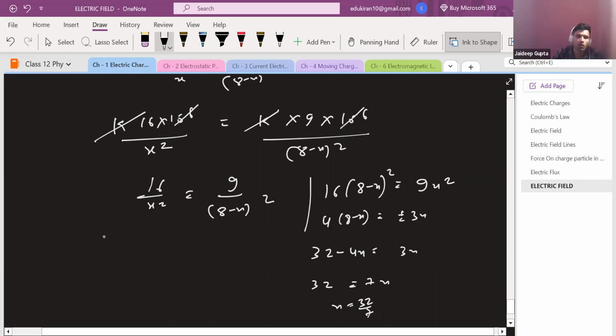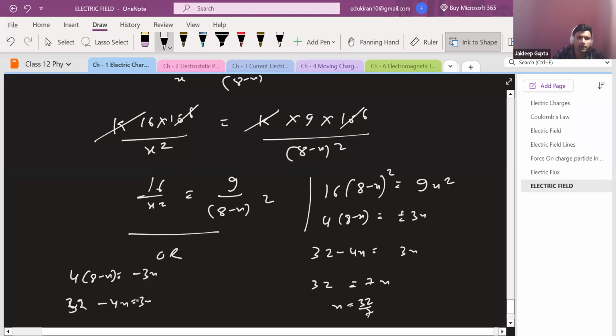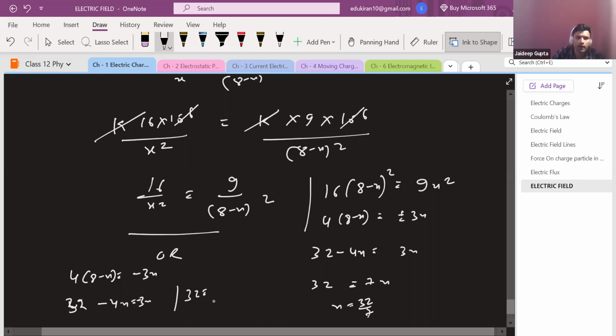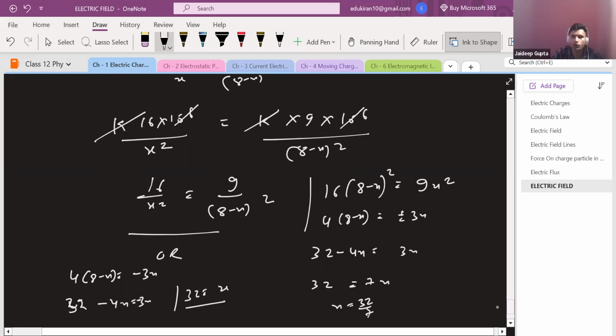Or we can write 4(8 minus x) equals minus 3x. So 32 minus 4x equals minus 3x, so x equals 32. So x equals 32 or x equals 32 over 7. There are two answers.